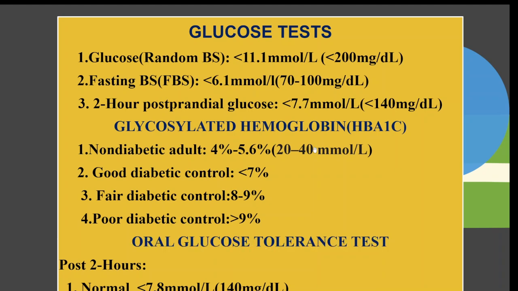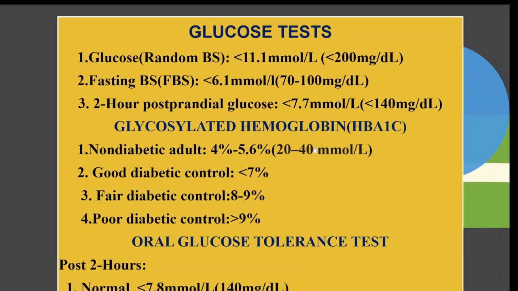And then the third one under the glucose tests is the 2 hours postprandial glucose. After taking a meal, 2 hours later they determine the blood sugar levels in you. The normal is less than 7.7, because in that state the body is building up, it is anabolic, so it pushes all the glucose into the cells, and you don't expect the glucose to be elevated that much.